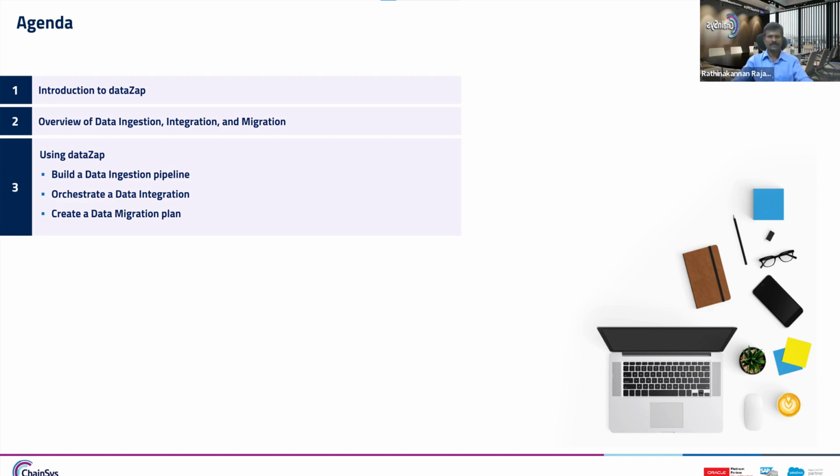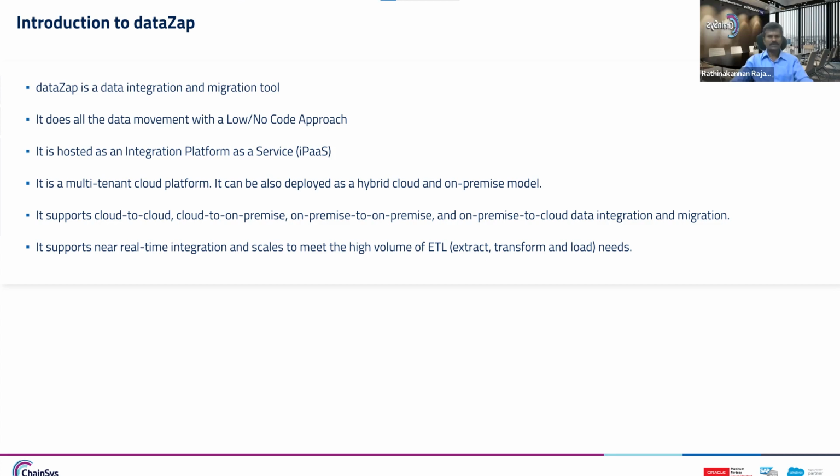Let's get started. So a quick introduction to dataZap. dataZap is a data integration and migration platform. It is part of the Changes platform. It does all the data movement with a low or no code approach, and it is hosted as an integration platform as a service. It's a multi-tenant cloud application. It can also be deployed as a hybrid cloud or on-premise model as well.